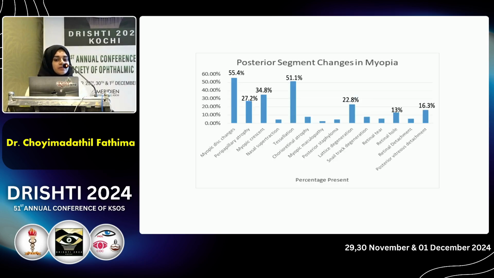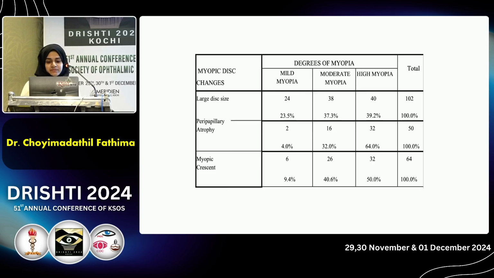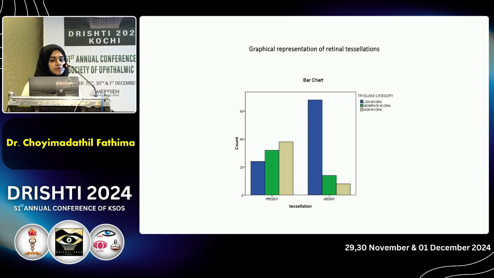Now comparing the posterior segment changes in myopia, the most common changes observed were the myopic large disc and the retinal tessellation, followed by peripapillary atrophy and myopic crescent. Other changes like lattice degeneration, retinal hole, and posterior vitreous detachment are also prevalent. When we see the most common change, that is the myopic disc change, we can see it is more common in the high myopia group. Retinal tessellations were also higher in the high myopia group.